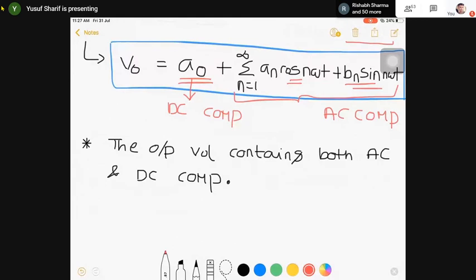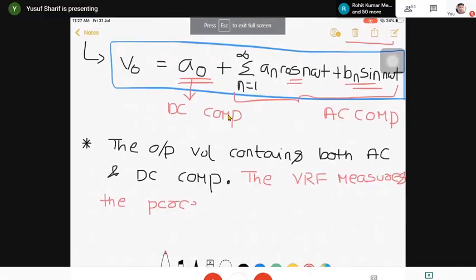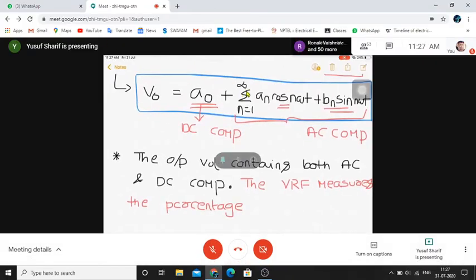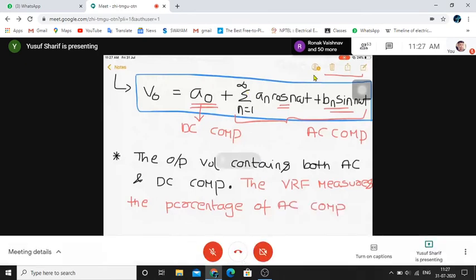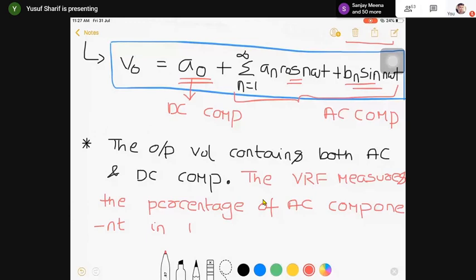So now this is important. The voltage ripple factor measures the percentage of AC component in the rectifier output.